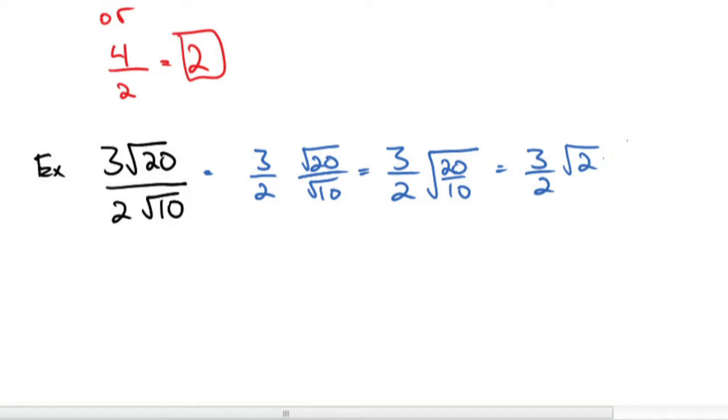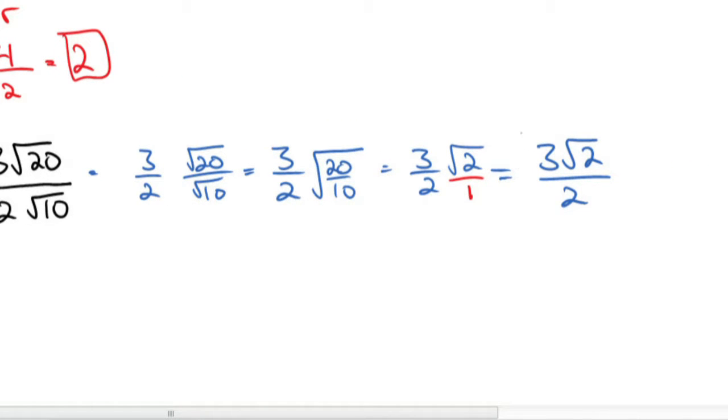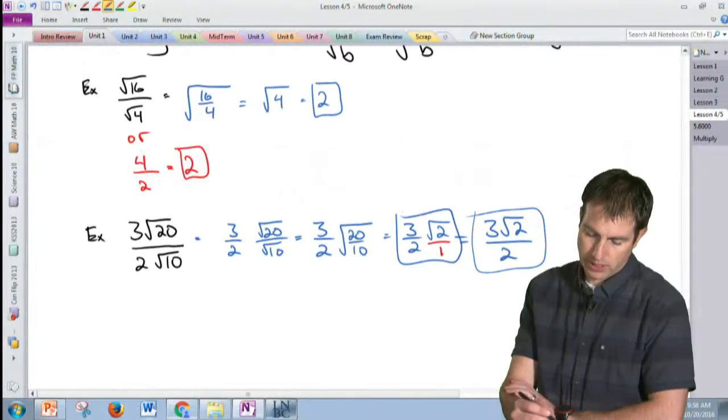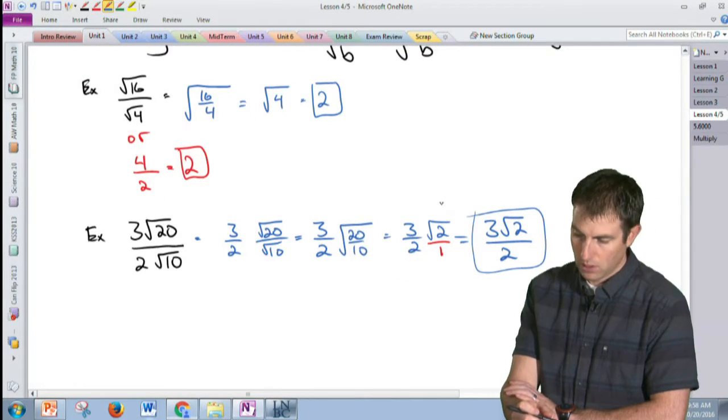So I could write this as 3 over 2 times root 2. Or I could go, okay, this is a 2 over a 1. If I'm multiplying fractions, I'm going to get 3 times root 2 on the top, and then 2 times 1 is just 2 on the bottom. So you'll likely see this answer written like that. You probably won't see it written as the fraction in front of the radical.